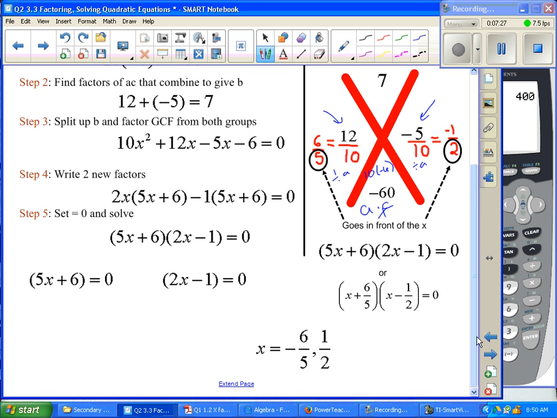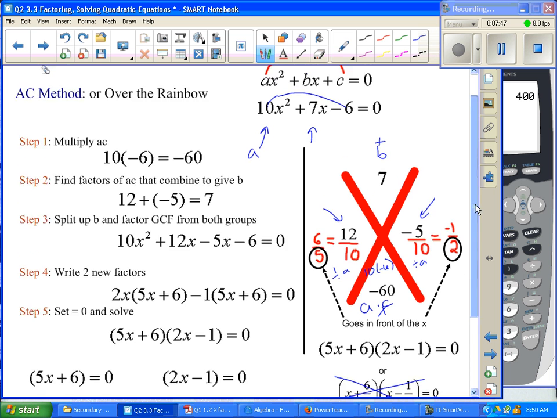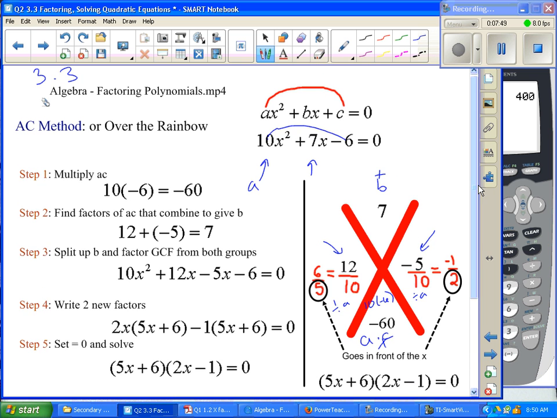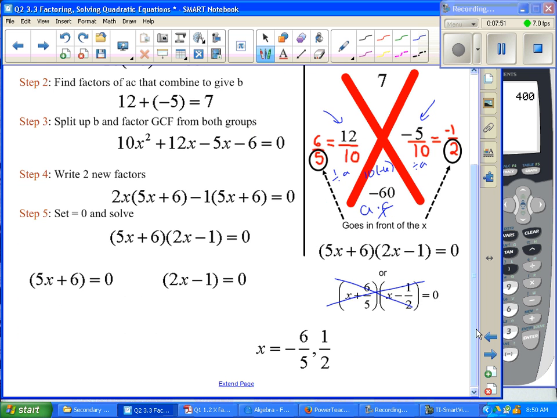Now, a lot of the times people will try to put it like x plus 6/5, x minus 1/2. And it's okay to do it that way if you're solving the equation, because then that's easy to solve. But if the question said factor and it didn't want you to solve, this would be wrong, because if I were to FOIL that out, x times x gives me x squared, not the 10x squared. But if I make sure I put the denominator in front of the x's, then I can go 5x times 2x and get out my 10x squared.